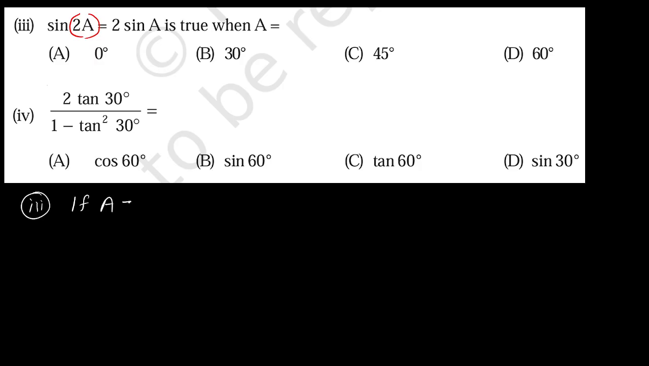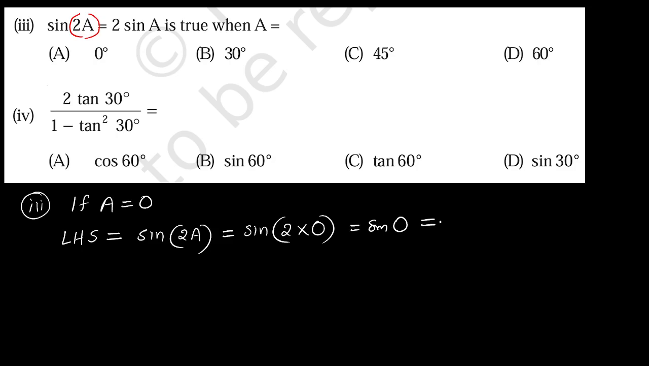Option A says that a equal to 0. Let us check whether it satisfies or not. Left hand side is sine of 2a. If anybody gets the answer before me, please raise your hand. Left hand side is sine of 2a, so sine of 2 times 0, because a is 0.